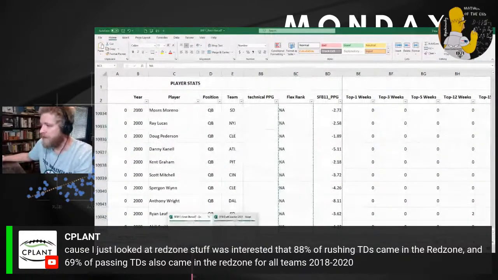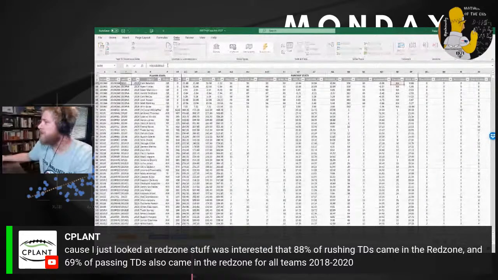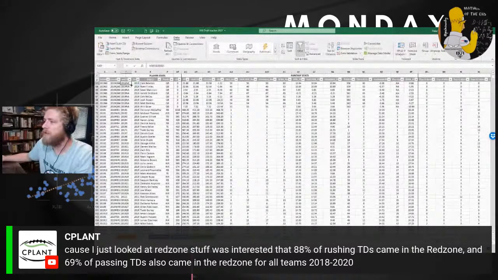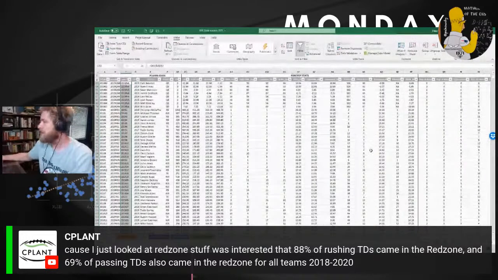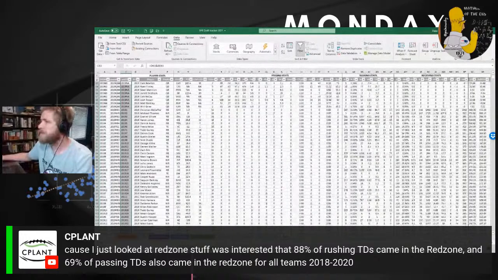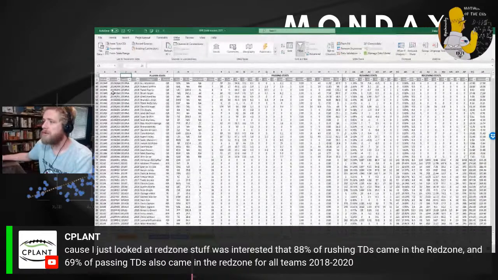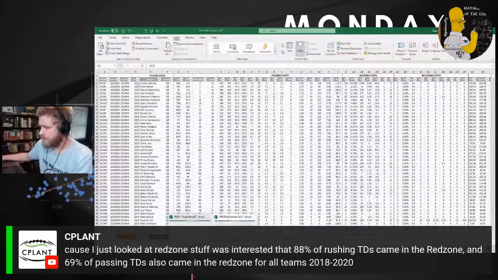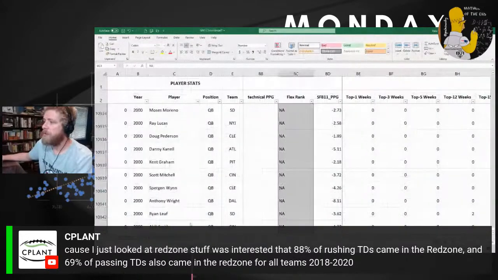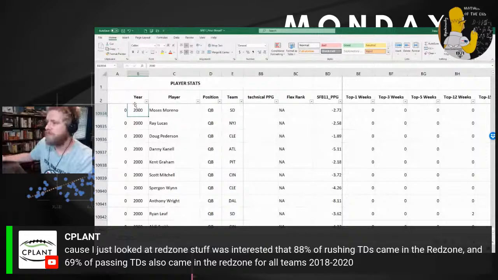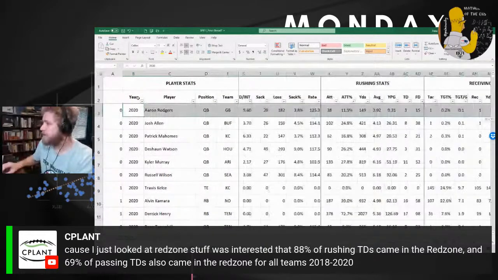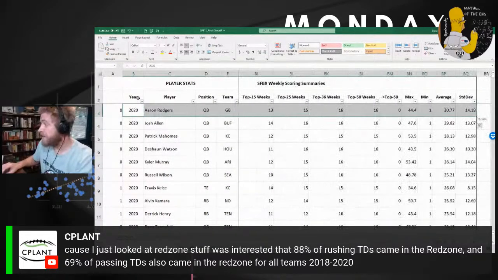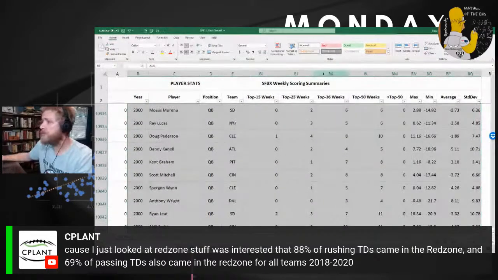Okay, so we got flex rank figured out. So we can just convert that to flex rank. Neat. All right, and that should be good. That's all the helper columns we got working. I have to find ADP for it, but other than that, should be pretty good.